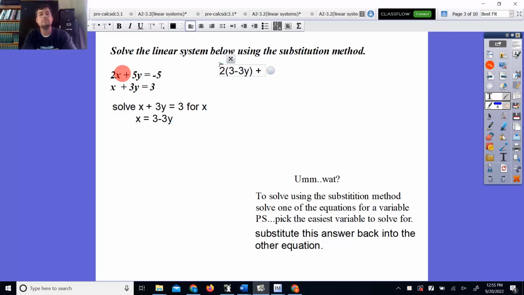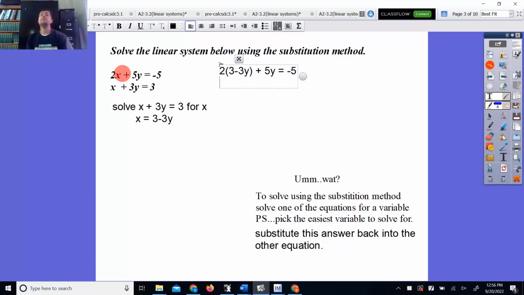Why did I write it 3 minus 3y? Because honestly, it looks better than negative 3y plus 3. It's one less sign I got to write down, isn't it? I did it that way because I'm lazy. I saved myself from typing out a negative symbol and a plus symbol.